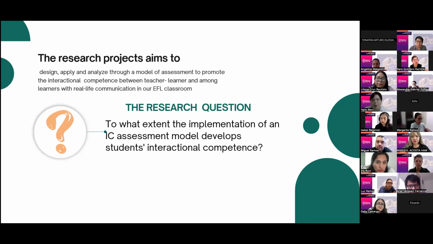That's why I pose my research question. My research question would be: to what extent does the implementation of an interactional competence assessment model develop the students' interactional competence?